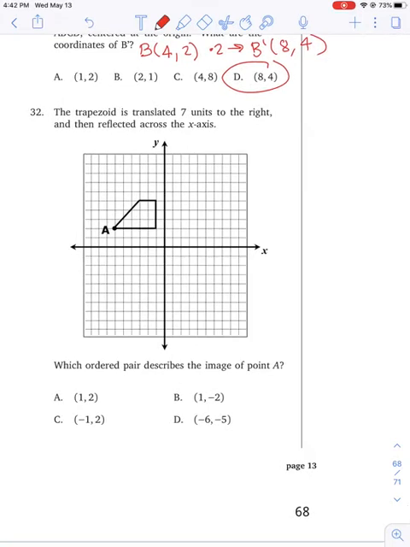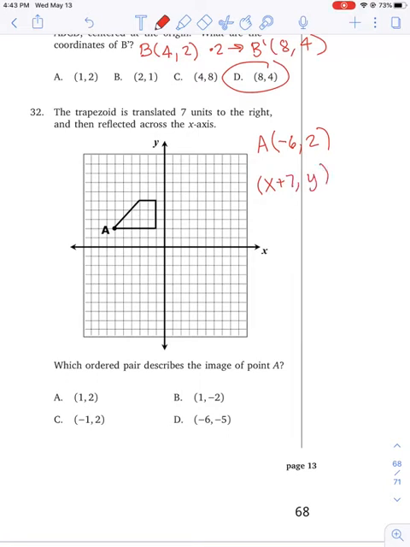Okay, we are translating 7 units to the right and then reflecting it across the x-axis. And I want point A. So let's see where A is. 1, 2, 3, 4, 5, 6. It's at -6, 2. And I need to do 2 things to it. One thing I need to do is make it go 7 to the right. That means my x is going to increase by 7. My y will stay the same.